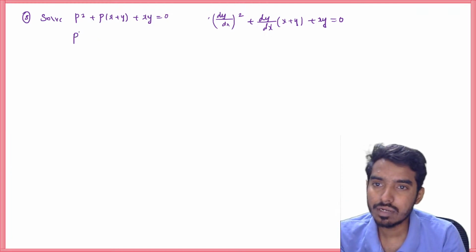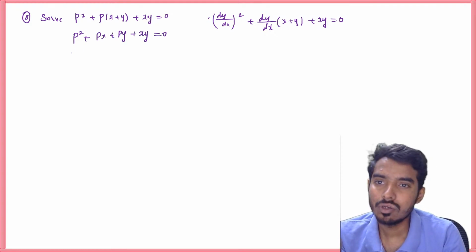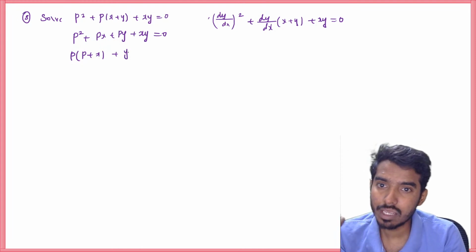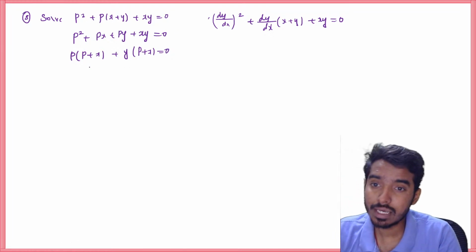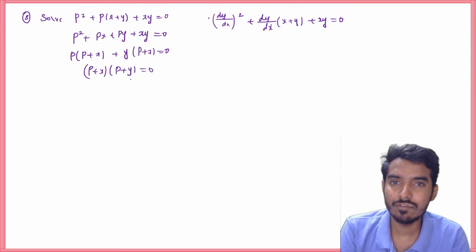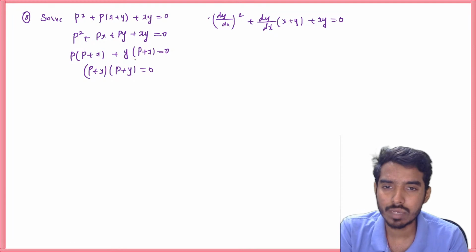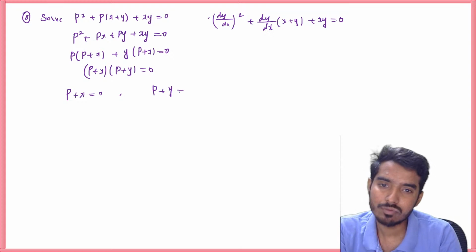First, what we will do is we will write this as p square plus px plus py plus xy is equal to 0. Take p outside, we will have p into p plus x. Here, if I take y outside, you will have p plus x. So we have p plus x into p plus y is equal to 0. It is solvable for p, right? We have p minus f1 of x comma y, p minus f2 of x comma y. Here f1 is minus x, f2 is minus y. We equate every term to be equal to 0. So we have p plus x equal to 0 and we have p plus y is equal to 0.